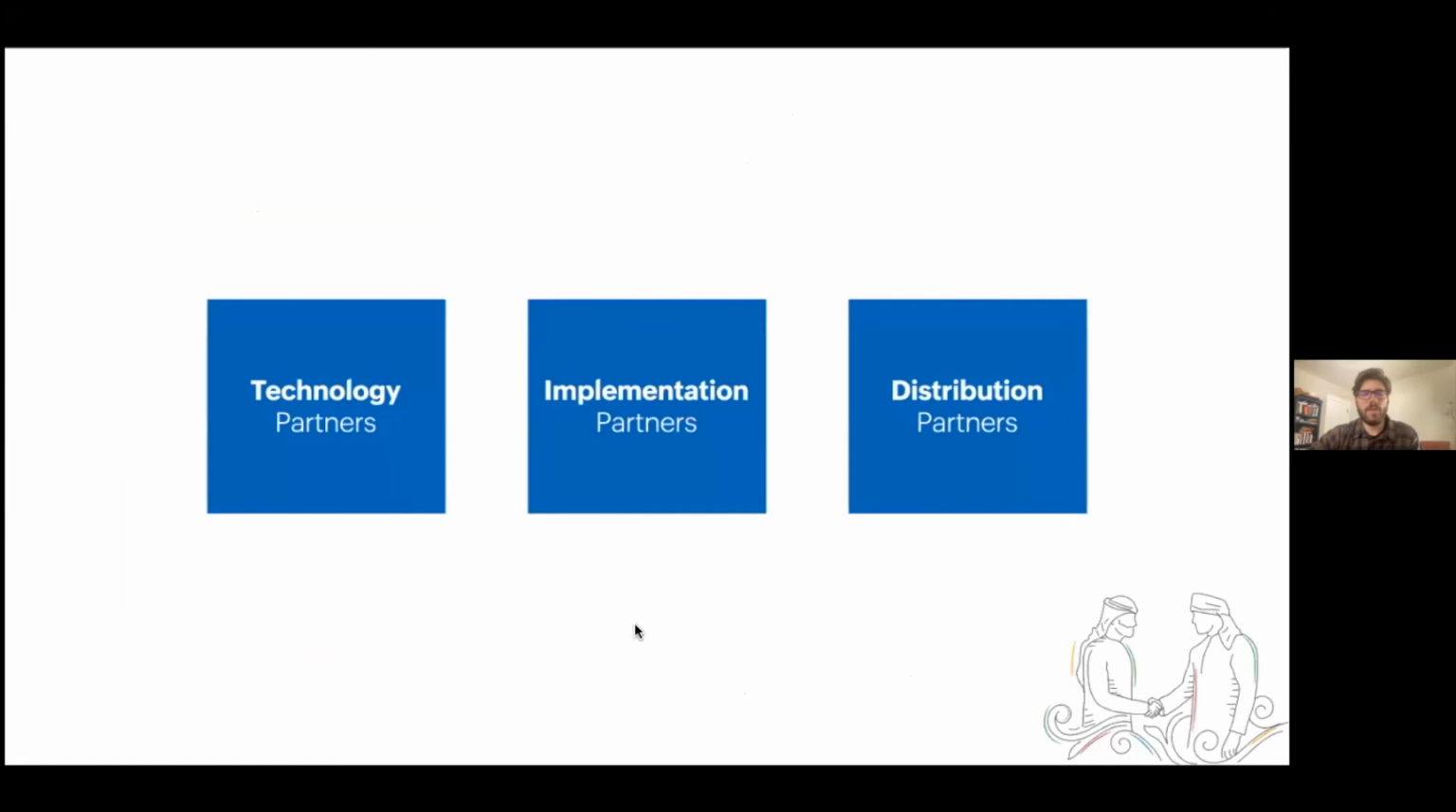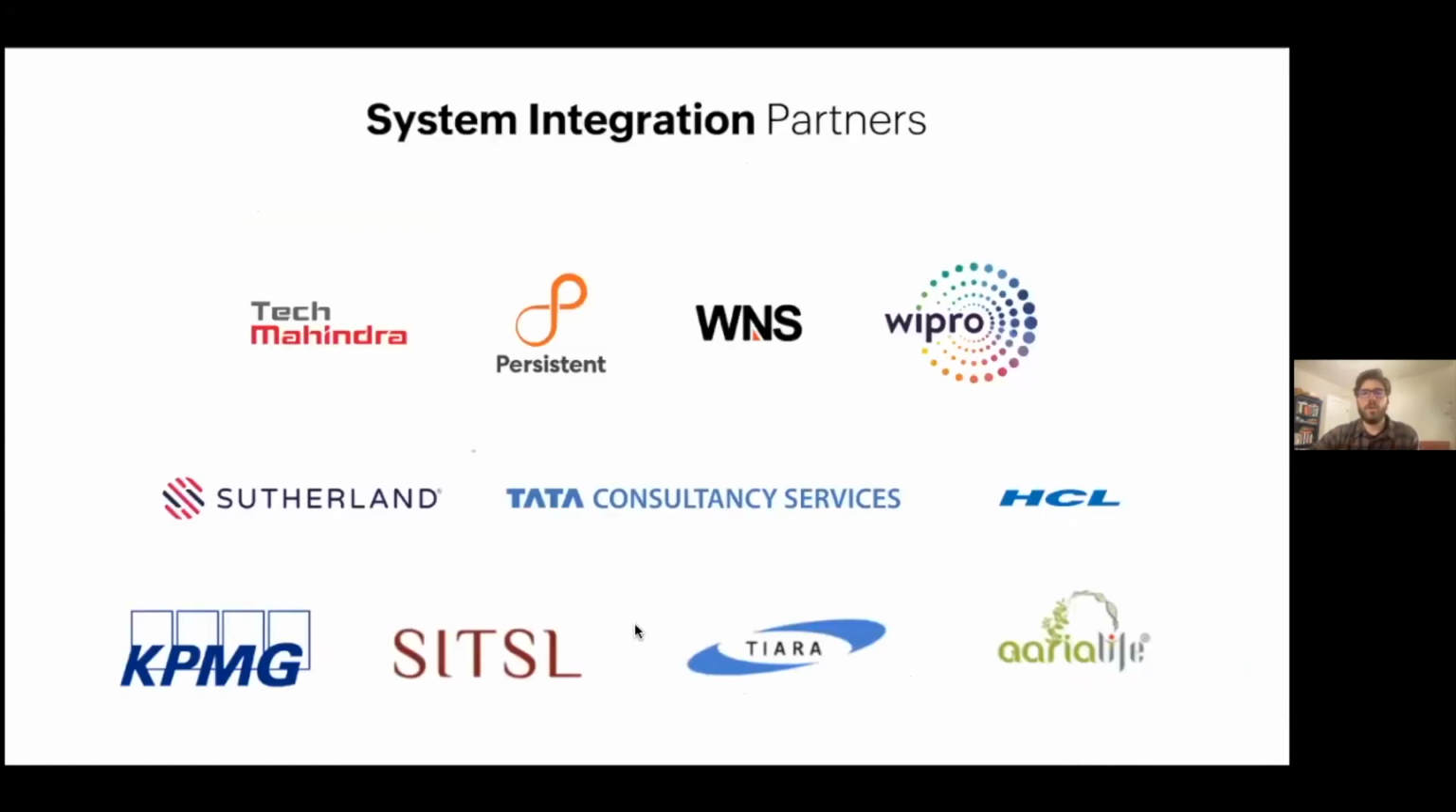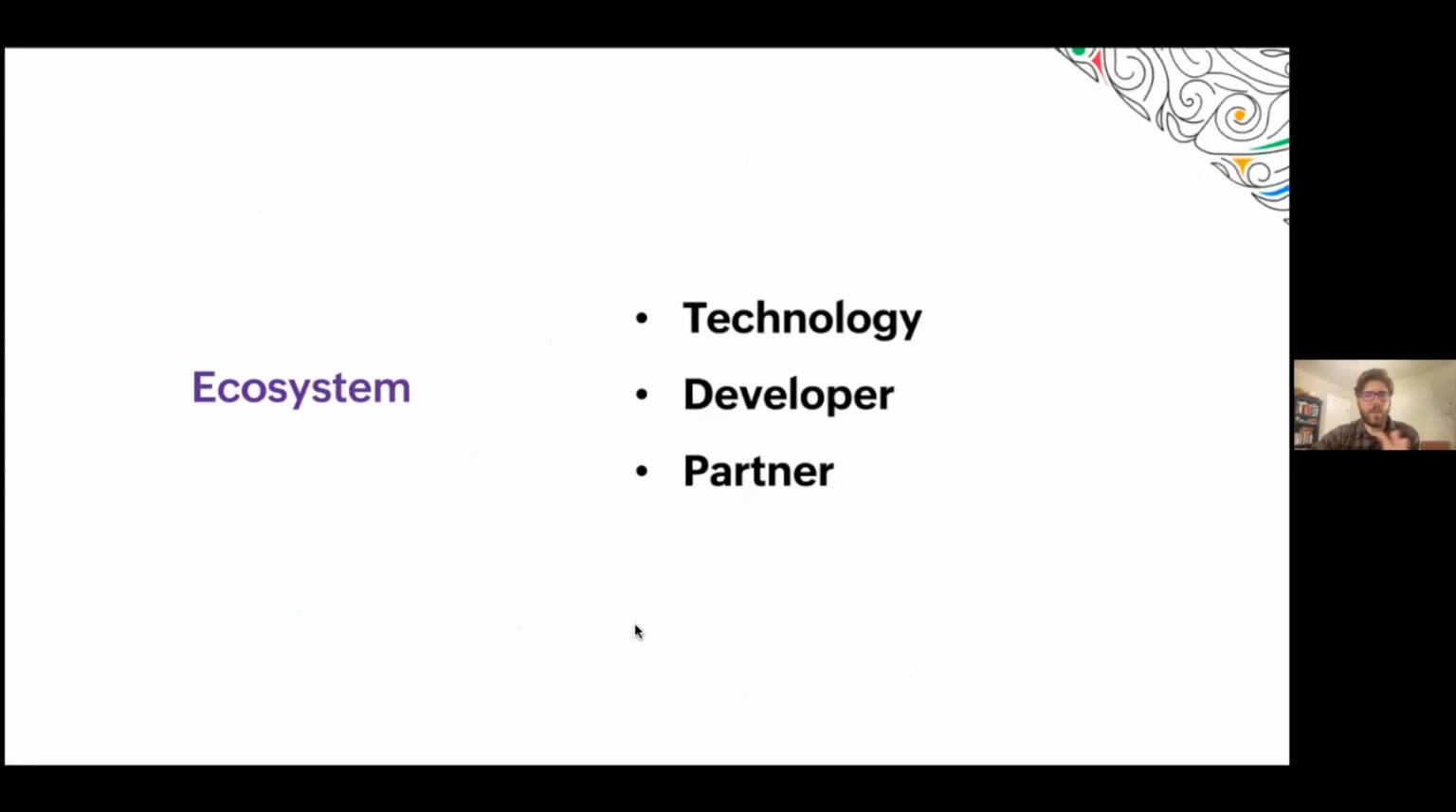On the partner side, we have technology partners, implementation partners, distribution partners. We also have system integration partners. Partners are very important to us, and we have thousands of them across the globe. And 2 of the 3 customers that we have seen here have used partners to help them reach the success that they have found. So that kind of wraps up the ecosystem. I just wanted to touch on that briefly.